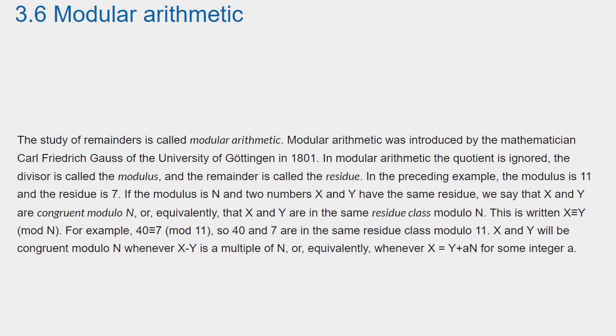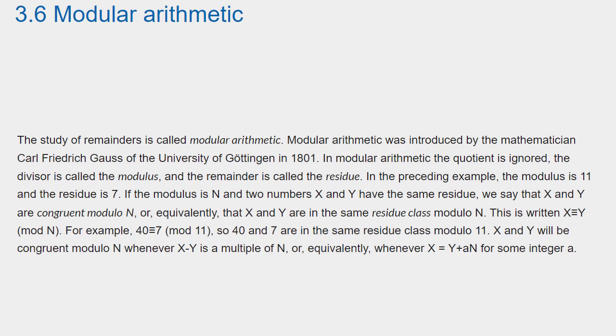Section 3.6. Modular arithmetic. The study of remainders is called modular arithmetic. Modular arithmetic was introduced by the mathematician Carl Friedrich Gauss of the University of Göttingen in 1801. In modular arithmetic, the quotient is ignored, the divisor is called the modulus, and the remainder is called the residue. In the preceding example, the modulus is 11 and the residue is 7.